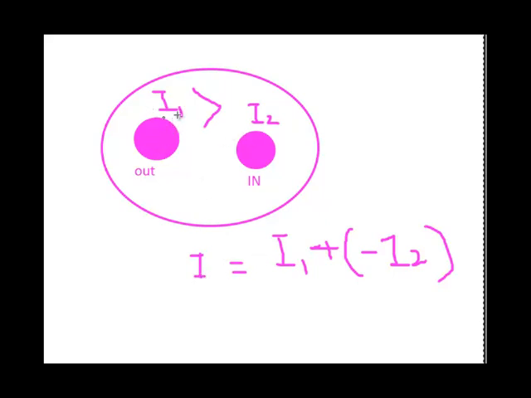The first current is outward, so we can say it is a positive current. The second current is inward, so it will be a negative current. So the addition of these two currents will be I1 minus I2. So you will get the difference of both the currents, and your answer will be positive because I1 is larger than I2. In the next case, I2 may be larger than I1. In this case, your answer will be negative because I2 is larger and it has a negative sign. Then the answer will be negative.